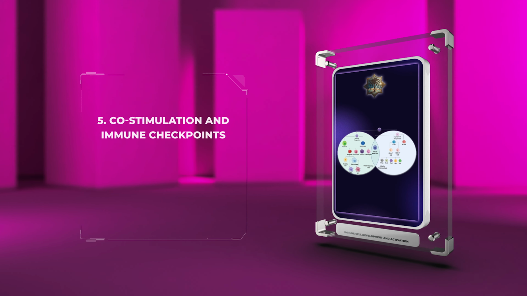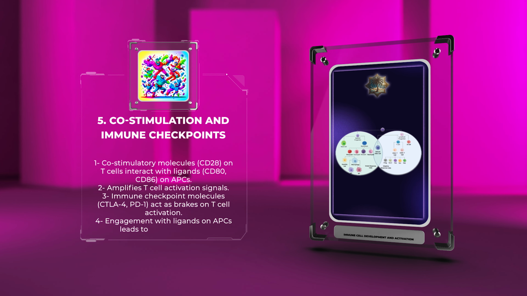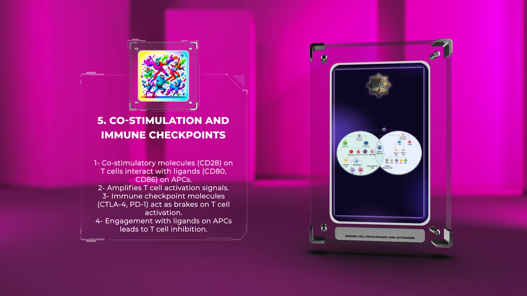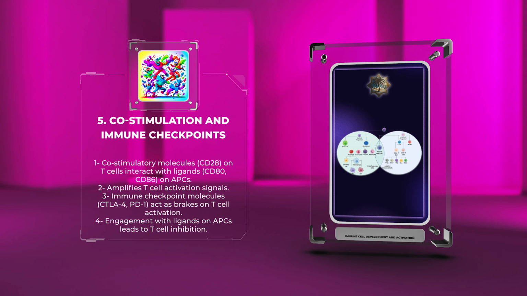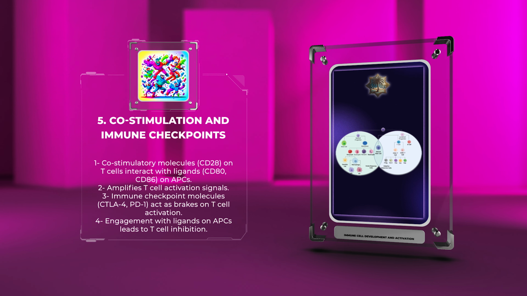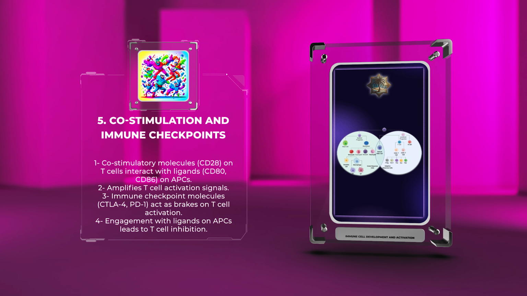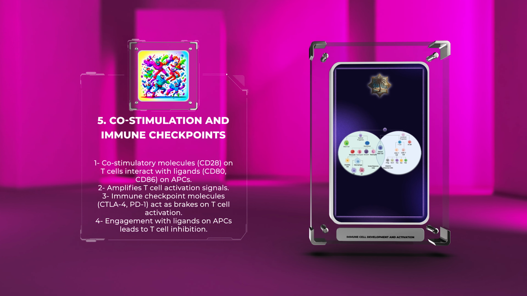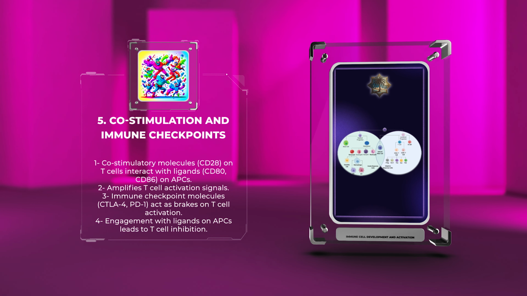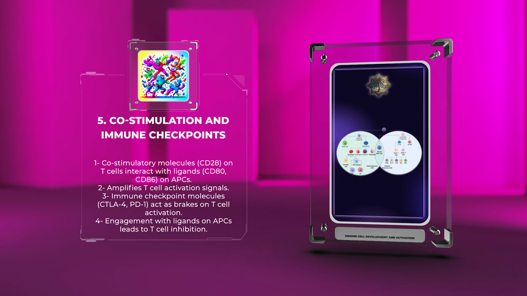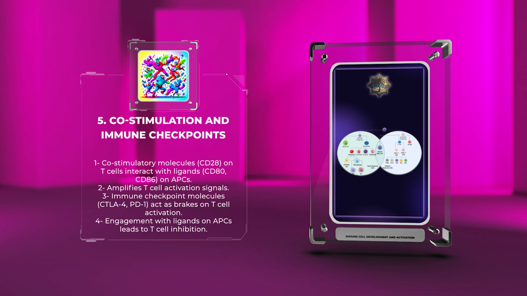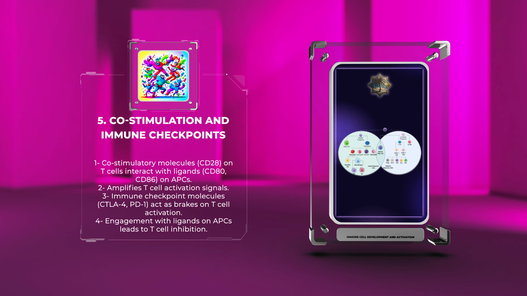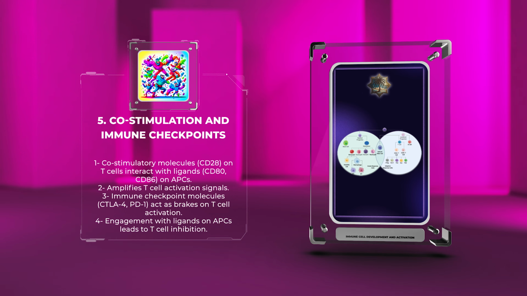Co-stimulation and immune checkpoints are regulatory mechanisms that balance immune responses, preventing excessive activation or autoimmunity. Co-stimulatory molecules, such as CD28, on T cells interact with their ligands, such as CD80 and CD86, on APCs, amplifying T cell activation signals. Conversely, immune checkpoint molecules like CTLA4 and PD1 act as brakes on T cell activation. Their engagement with ligands on APCs leads to T cell inhibition, preventing excessive activation and tissue damage. Dysfunction or dysregulation of these checkpoints can contribute to immune-related diseases and can be targeted for immunotherapy.